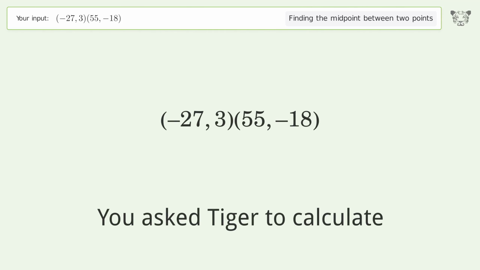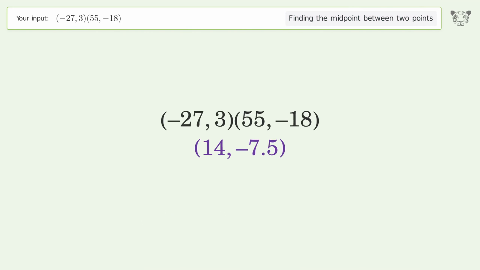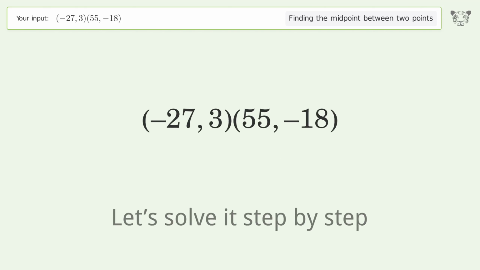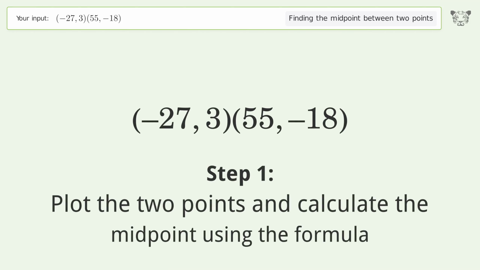You ask Tiger to calculate. This deals with finding the midpoint between 2 points. The midpoint between the 2 points is 14, -7.5. Let's solve it step by step. Plot the 2 points and calculate the midpoint using the formula.